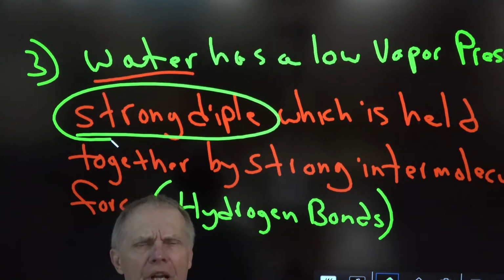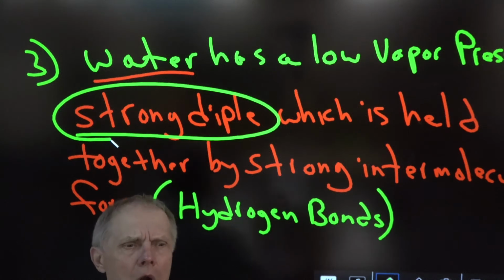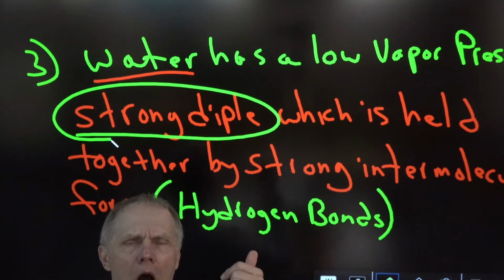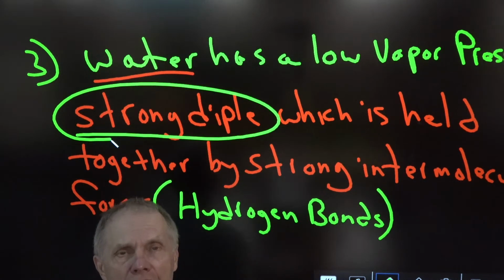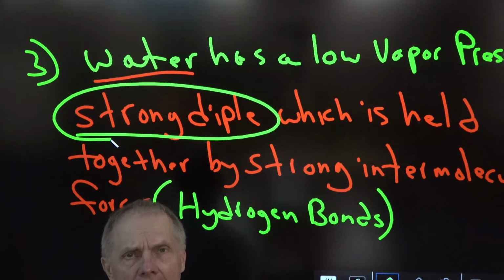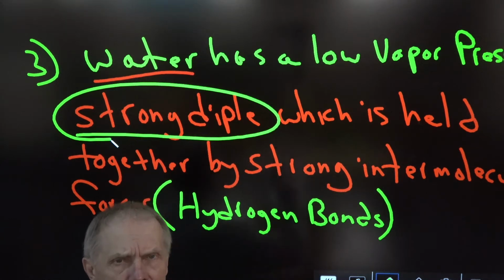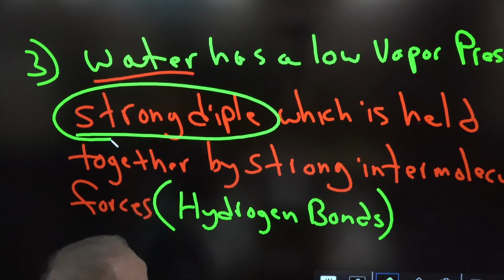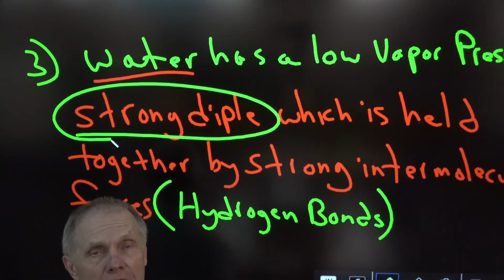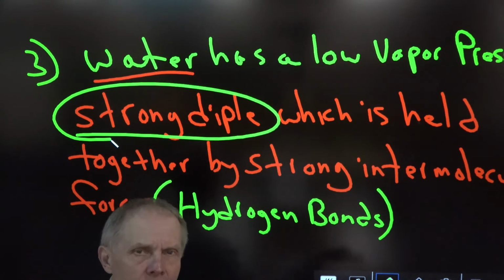And usually the only three in high school chemistry that you have to know are H2O, ammonia, NH3, and HF. Those three are strong dipoles and they will be held together by hydrogen bonds, and they would have a very low vapor pressure, which means they evaporate slowly. Okay, now let's go to the reverse.